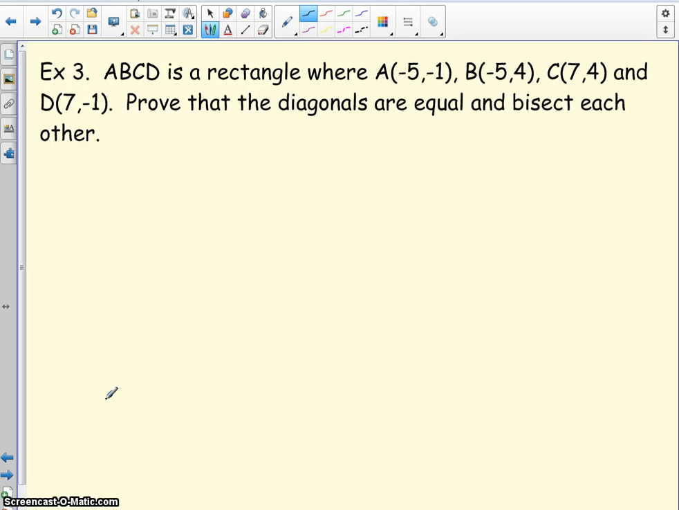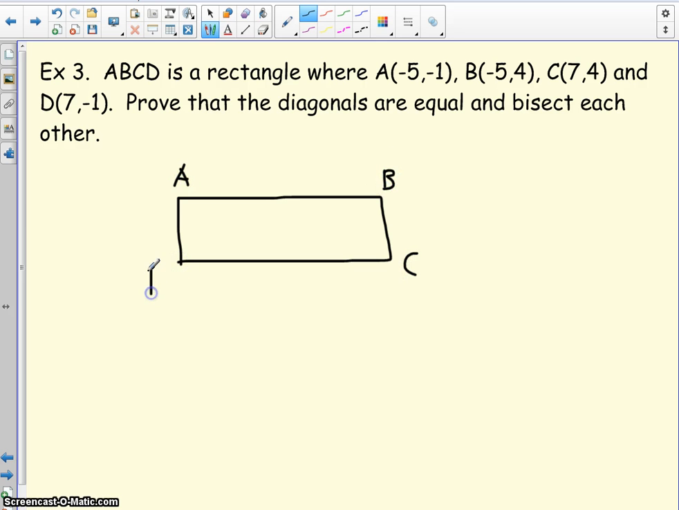So one last example. I'm giving you a rectangle with these 4 coordinates. I want you to prove the diagonals of the rectangle are equal and that they bisect each other. So what does it mean for the diagonals to exist? Just looking at a rectangle right here, I know this is not a Cartesian plane, let's say this is A, B, C, and D. The diagonals would be the lines connecting the vertices that are across from each other. So this would be a diagonal here going from A to C. This would be another one here going from B to D.